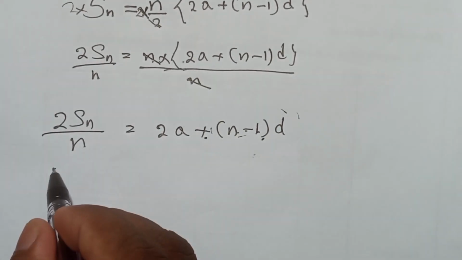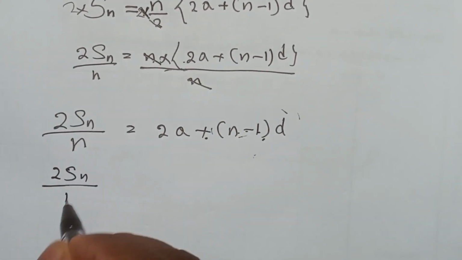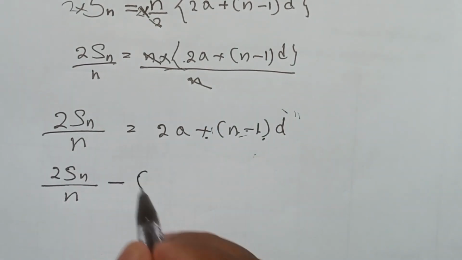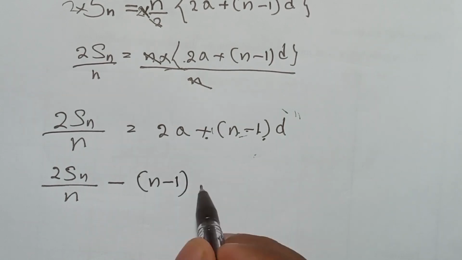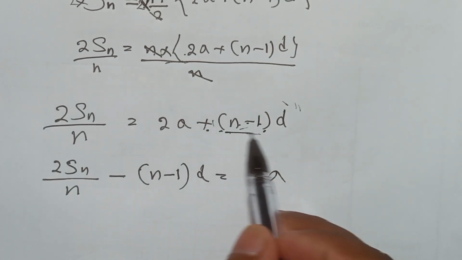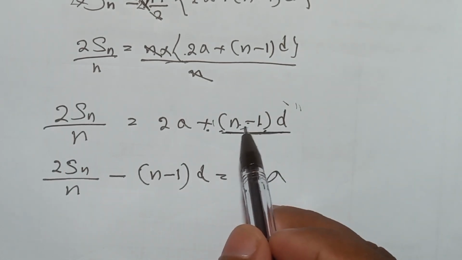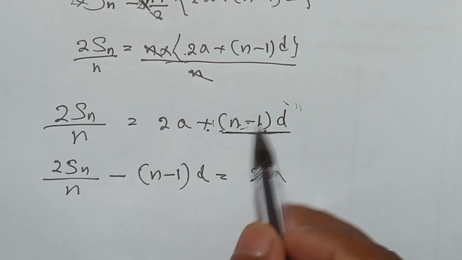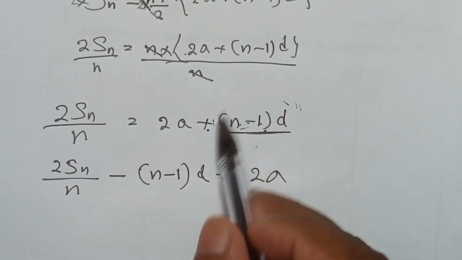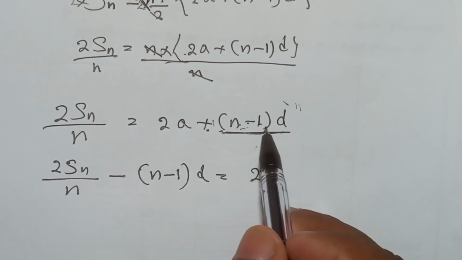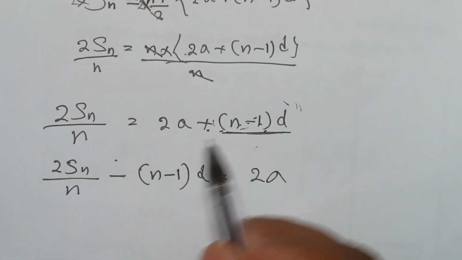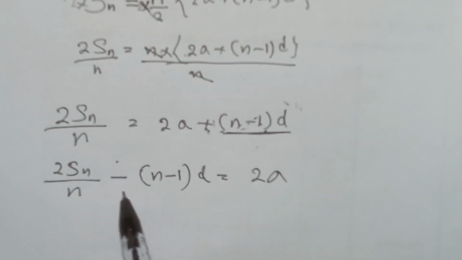Here you can write 2Sn over n. When I bring this whole part to this side, it will be minus n minus 1 d. Here just 2a. Try to understand this whole part I thought of as one term. Here a bracket, so again it's one term, one letter. And here multiplication, when you have multiplication or division, you can think of it as one term and apply the rule. So this complete whole thing I bring to this side, but in front of that we have a plus sign, so it becomes minus.